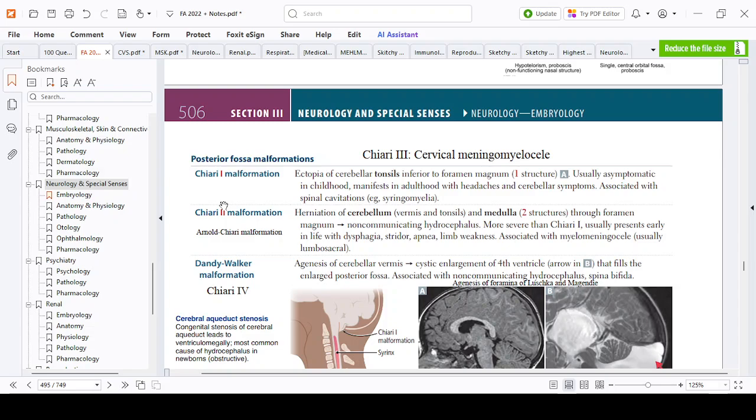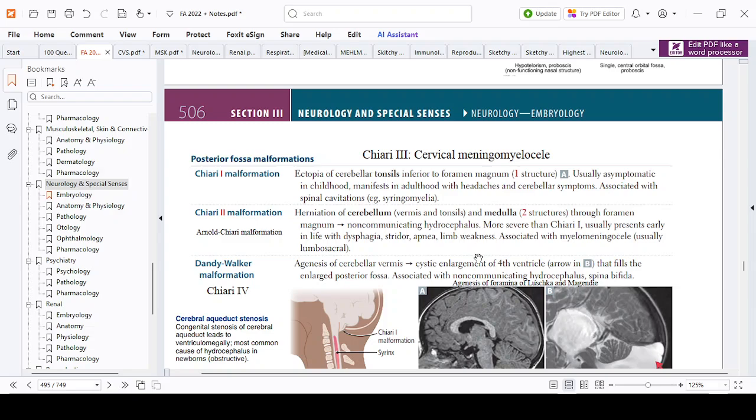But in Chiari 2, two structures herniate, and that's why it's a more severe problem. These include the cerebellar tonsils plus the medulla. Basically in Chiari 2, there is herniation of the cerebellar vermis or tonsils and the medulla, so two structures through the foramen magnum. Non-communicating hydrocephalus, more severe than Chiari 1, usually presents early in life with dysphagia, stridor, apnea, limb weakness.